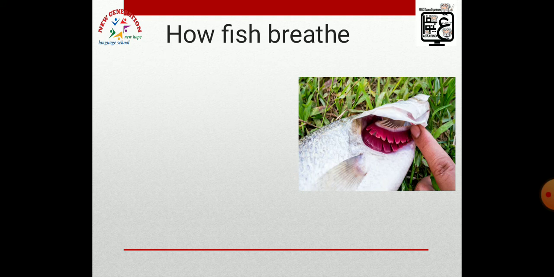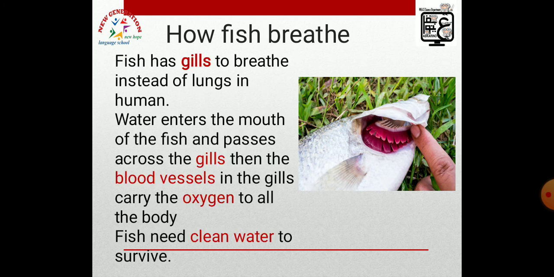How do fish breathe? Let me help you and tell you how fish breathe. Fish have gills, as you see in this picture. These are called gills. Gills instead of lungs in the human body. So fish have gills to breathe, instead of lungs like humans.